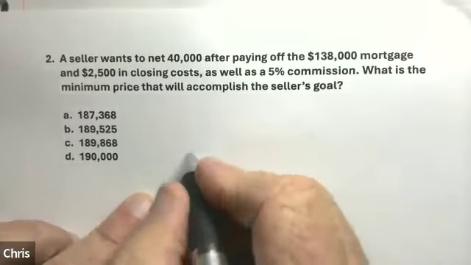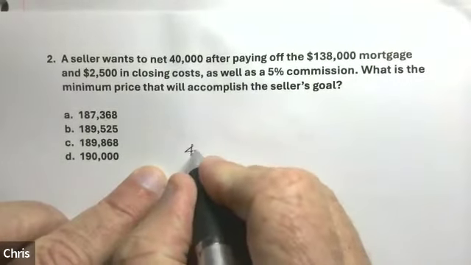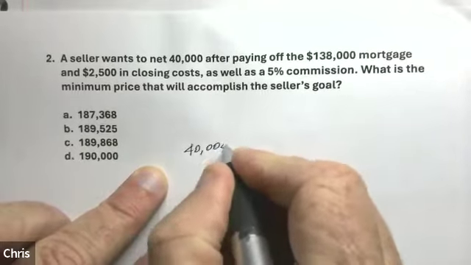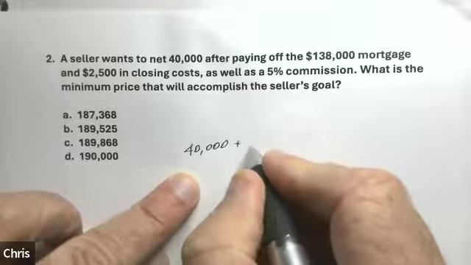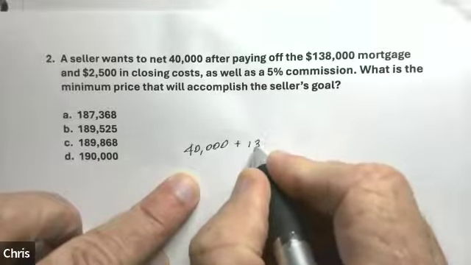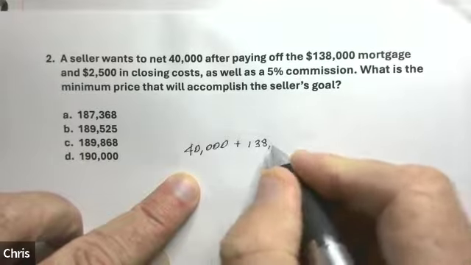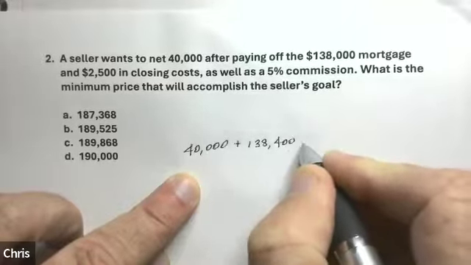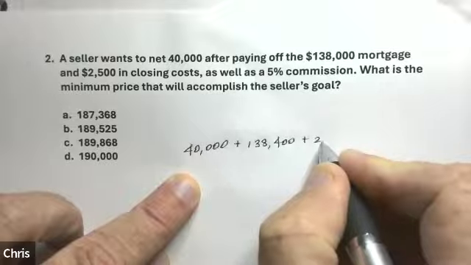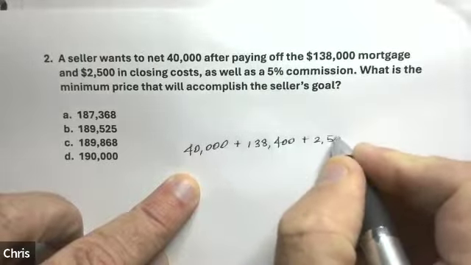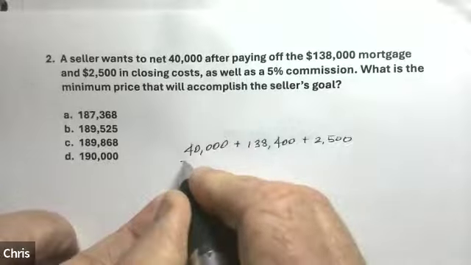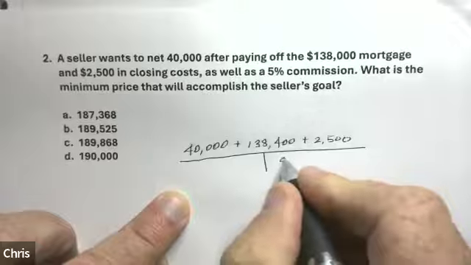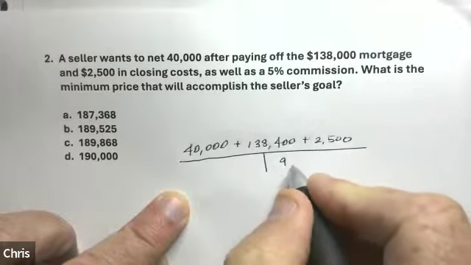So in this case, we still start off with the seller's net. He desires $40,000 at the end of the day. To do that, he's got to pay off the bank, so he needs more money, doesn't he? So he needs 138 as well. And then he also has to pay those closing costs. So before he can net his 40, he still has to pay his closing costs. Look, if it had just simply said that the agent was going to get a flat fee, this would be a very, very simple problem.